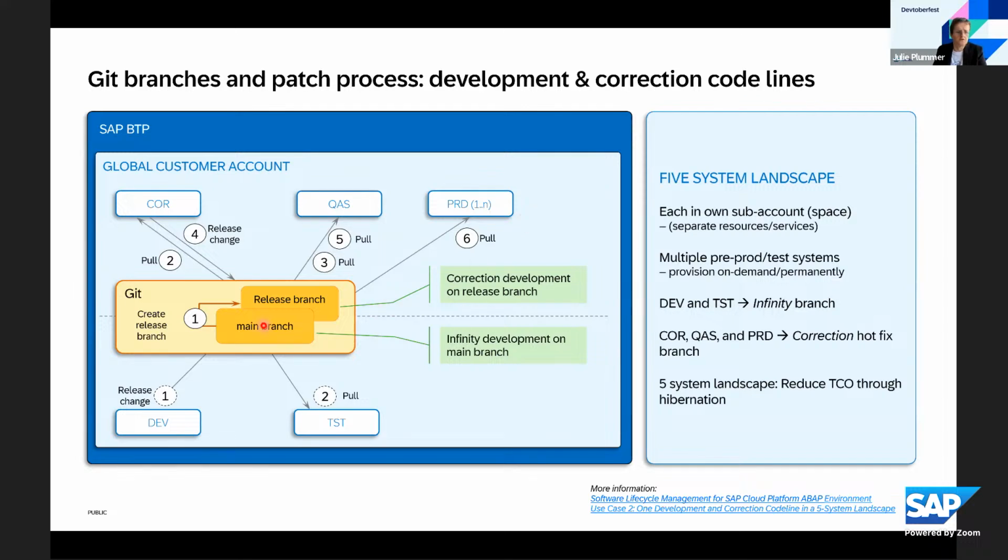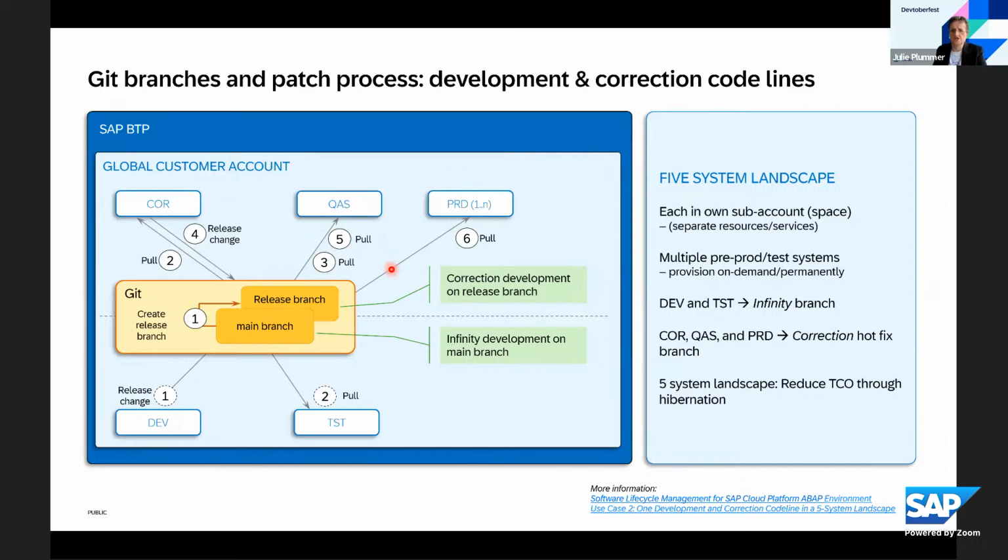So if you've got a feature in dev that's not quite mature and not quite ready for production, then you can pull the existing release branch into correction, implement your hotfix, test that in your quality assurance, and when you're satisfied with the tests, then you simply release it into prod. So the release branch with the production landscape and the main branch with the Infinity development are completely separate. We strongly recommend this. It's much easier than trying to juggle inside a 3-system landscape.